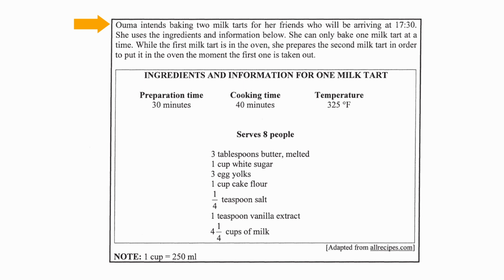She can only bake 1 milk tart at a time, and while the first milk tart is in the oven, she prepares the second milk tart in order to put it in the oven the moment the first one is taken out. You are also given the ingredients and information for 1 milk tart, and you have to use this information to answer the questions that follow.